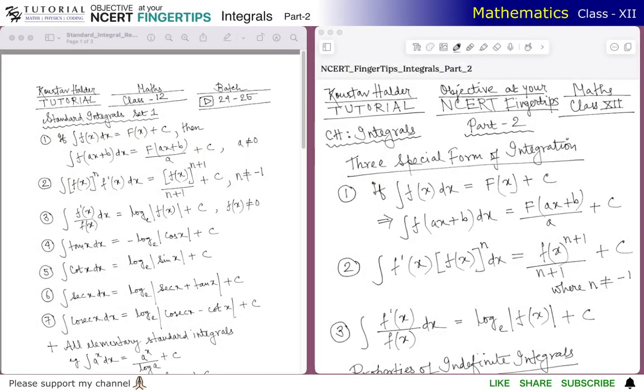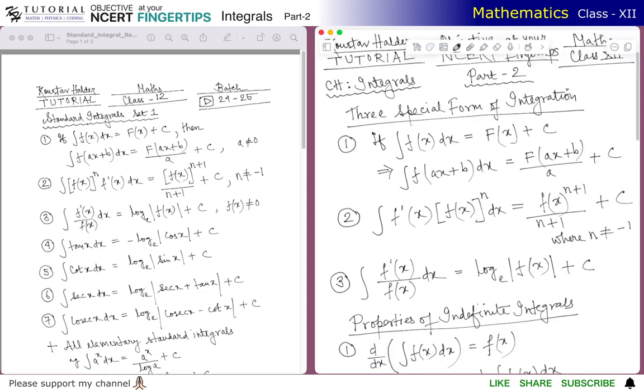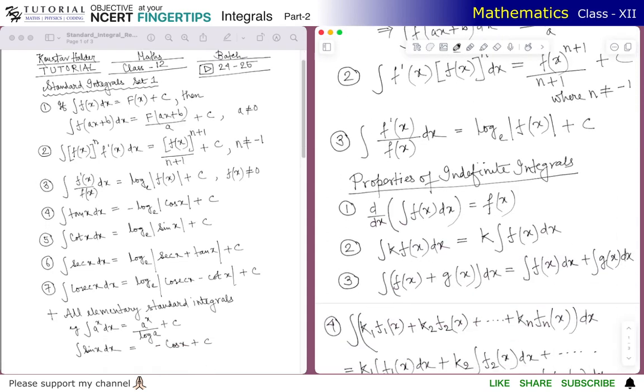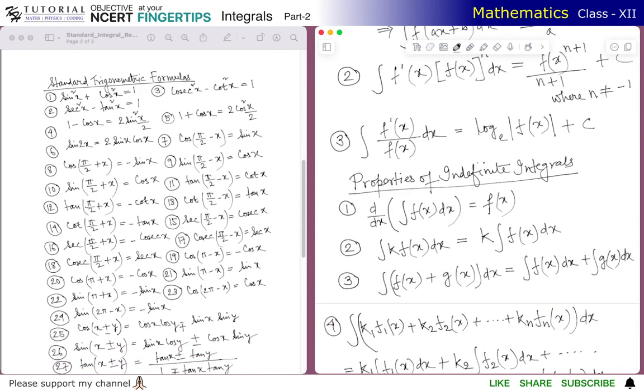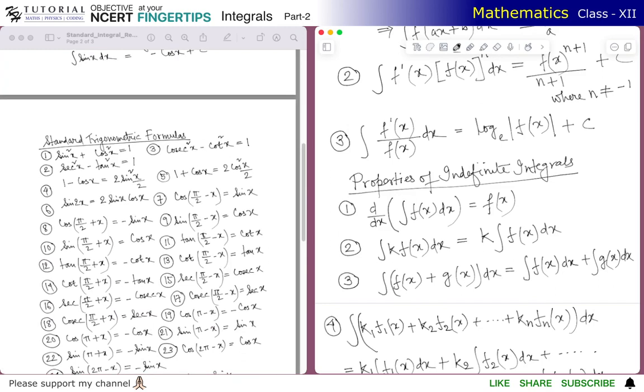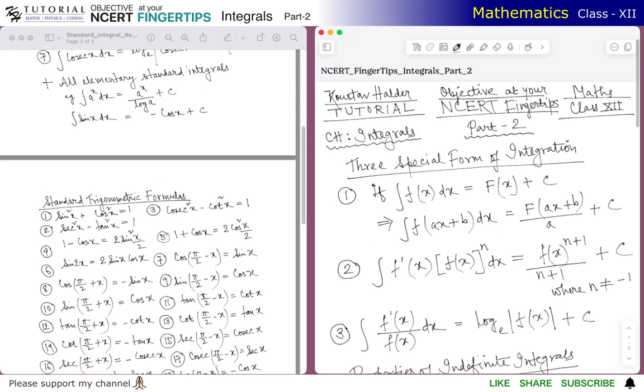On the left hand side, as in the previous video, I have the reference of all the standard elementary integrals and some basic standard integral results, along with some trigonometric identities and function identities, which will be frequently used in solving integrals having trigonometric functions, as a reference. On the right hand side, I will solve the problems.